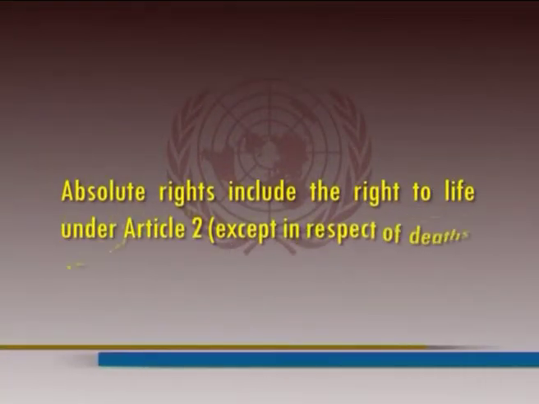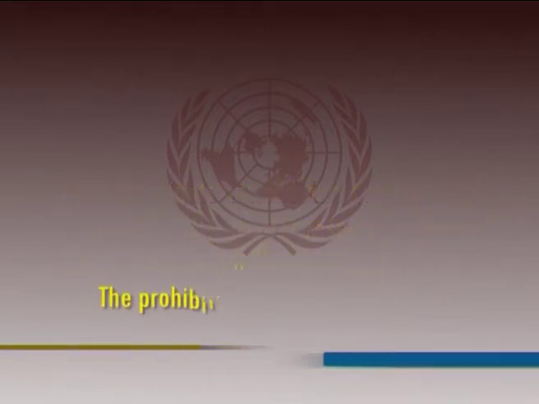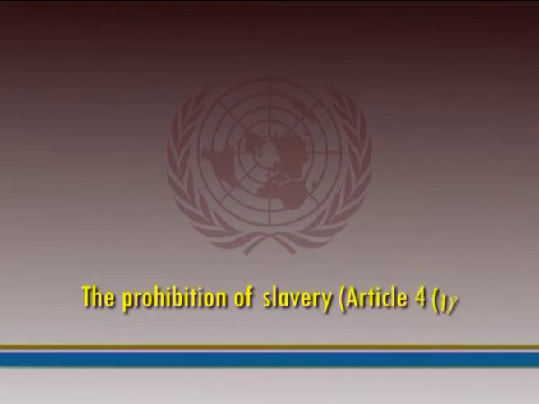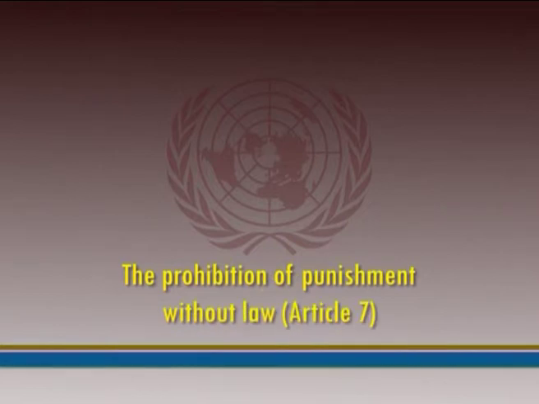States may never derogate from the obligation to uphold absolute rights. Absolute rights include the right to life under Article 2, except in respect of deaths resulting from lawful acts of war; the prohibition of torture, Article 3; the prohibition of slavery, Article 4, Clause 1; and the prohibition of punishment without law, Article 7.